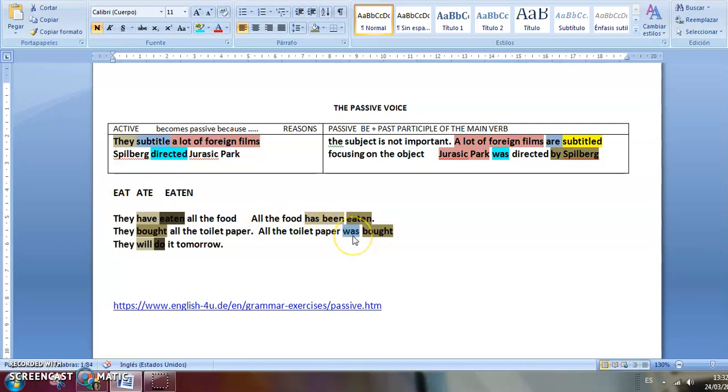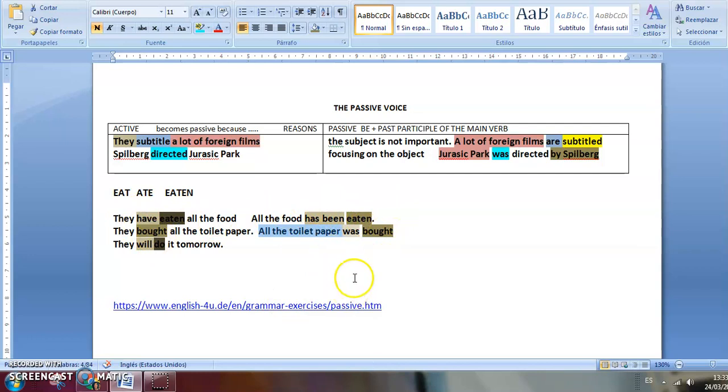Remember, we change to concord with the subject. So if the subject now is third person singular, we cannot forget about that. The fact that the tense changes doesn't mean that it changes the person. Alright? It changes the time, but the person concords with the new subject or grammar subject that is this one now. Okay? So third person of the past followed by past participle.